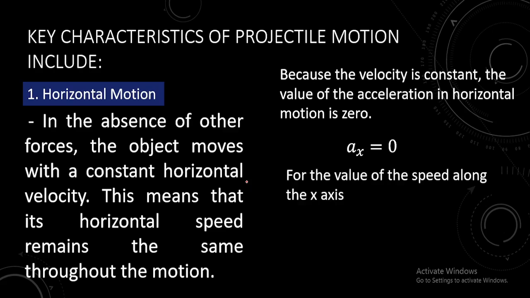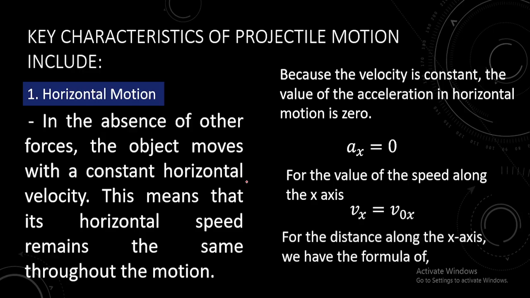Now we can use the formula to find the speed along the x-axis. Since it's constant, we can say that v sub x is equivalent to v sub ox. Finding the displacement would require us to use the formula x is equal to x sub o plus v sub ox times time. These are basic formulas that you need to learn before moving forward in the study of projectile motion.